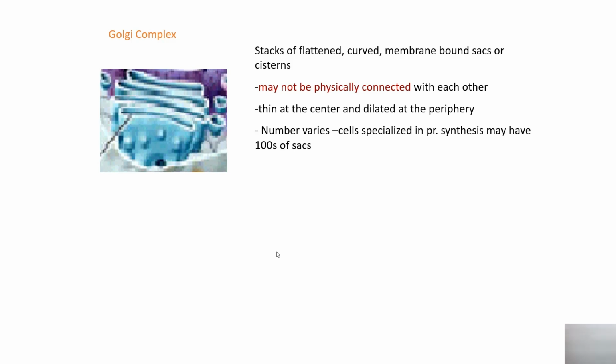What is the Golgi complex? There are stacks of flattened, curved, membrane-bound sacs or cisternae. They may not be physically connected with each other. They are thin at the center and dilated at the periphery, and the number varies. In cells specialized in photosynthesis, we have hundreds of sacs.